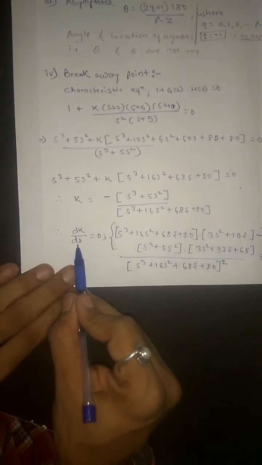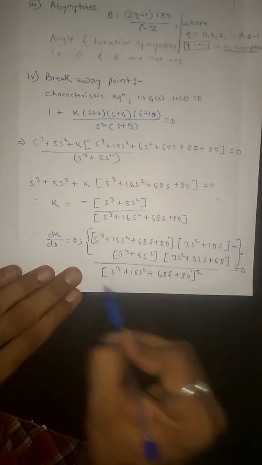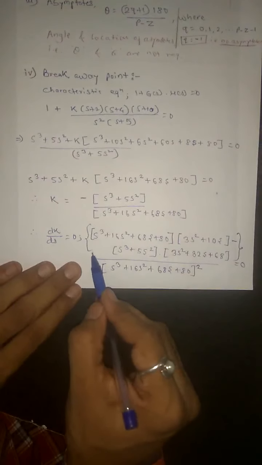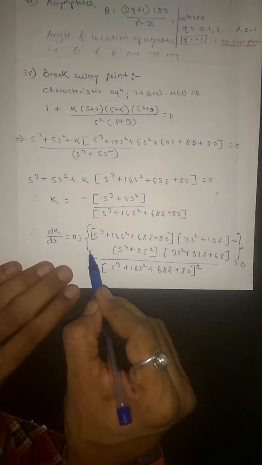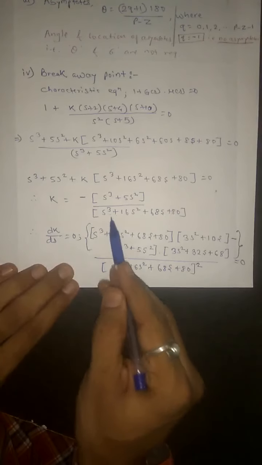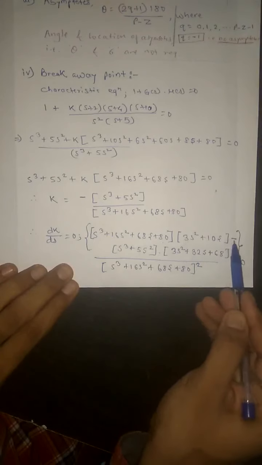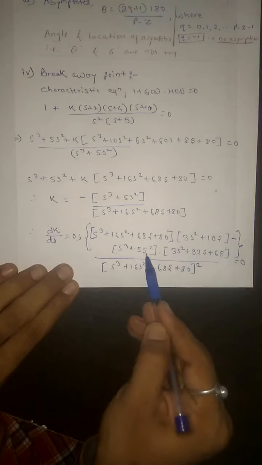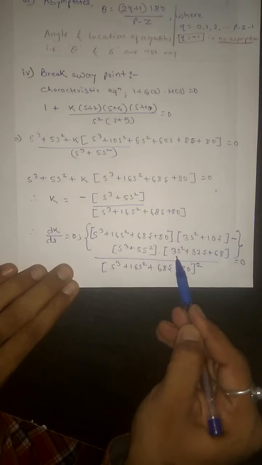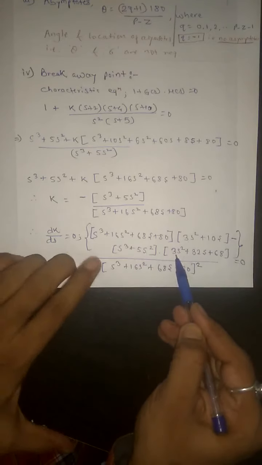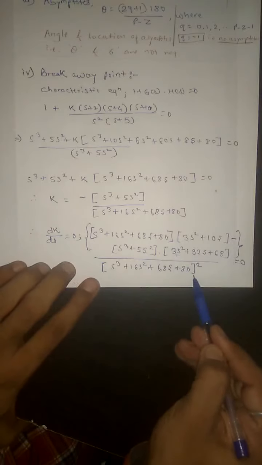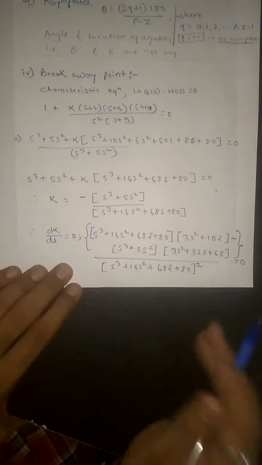Now for the value of K, take the derivative with respect to s. Here you should apply the division rule for derivative. Basically, the denominator as it is and the derivative of the numerator, minus the numerator as it is and the derivative of the denominator, divided by the denominator's square. So you can calculate this.